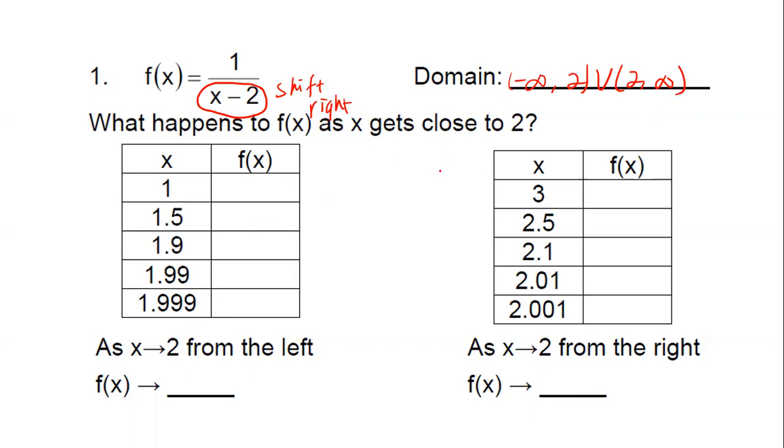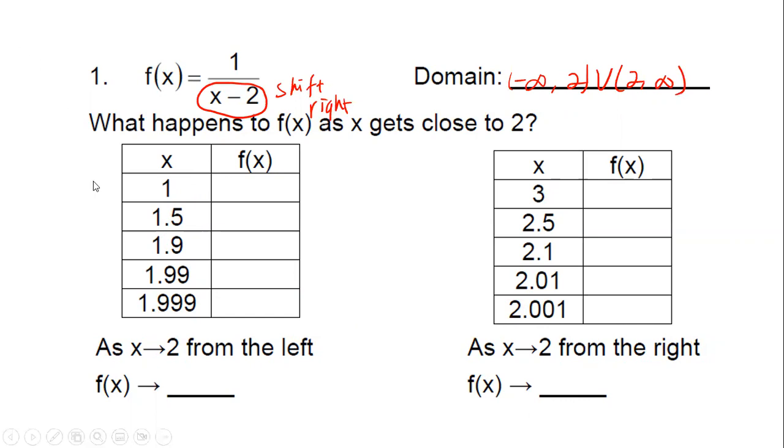What we're going to talk about today is what's happening around your 2. So what's happening as you get close to 2? First we're going to look at a table as x is going to 2 from the left, and then we're going to look at the table as x is going to 2 from the right. Coming from the left, we're going to start at 1 and make our way towards 2. Coming from the right, we're going to start at 3 and make our way towards 2.